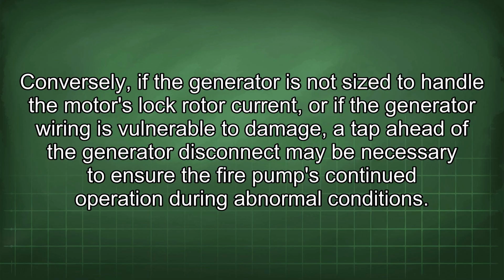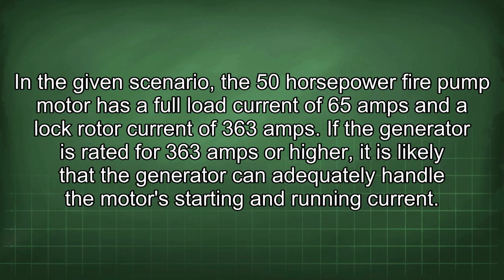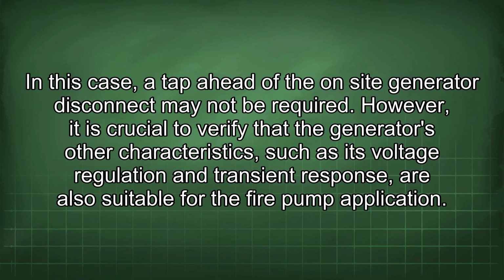during abnormal conditions. In the given scenario, the 50 horsepower fire pump motor has a full load current of 65 amps and a lock rotor current of 363 amps. If the generator is rated for 363 amps or higher, it is likely that the generator can adequately handle the motor's starting and running current. In this case, a tap ahead of the on-site generator disconnect may not be required.